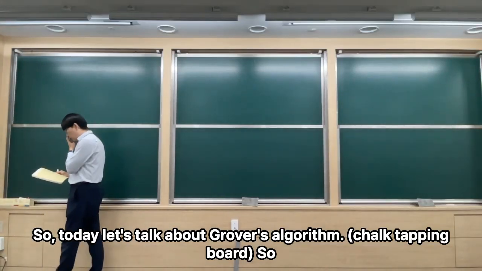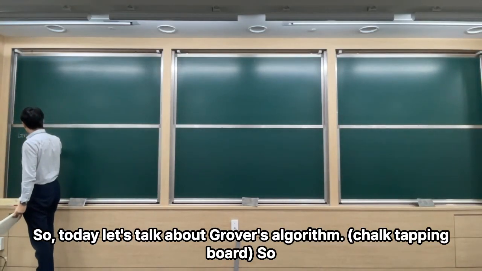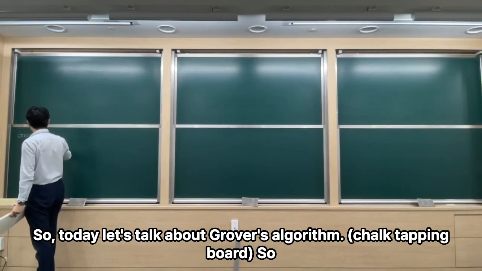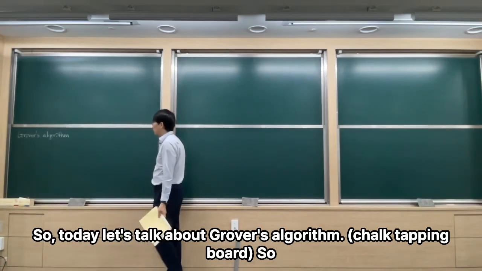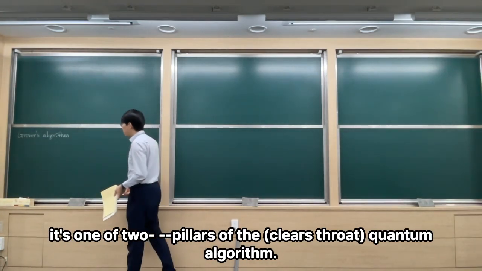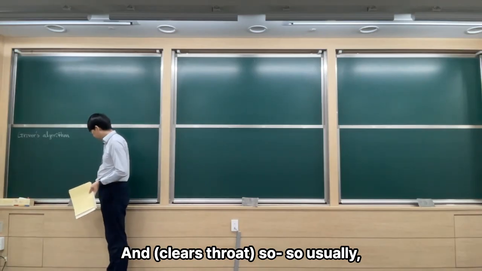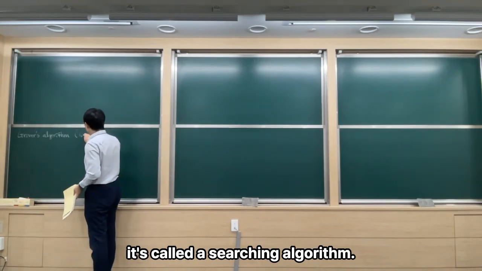Today, let's talk about Grover's algorithm. It's one of the two pillars of quantum algorithms, and usually it's called the searching algorithm.